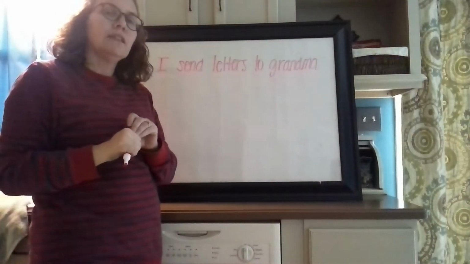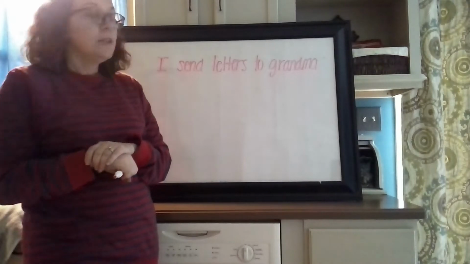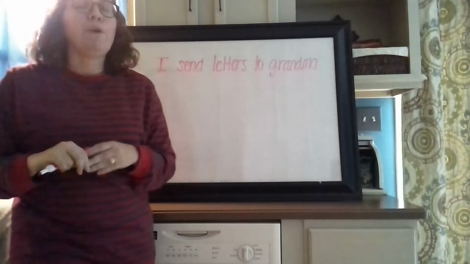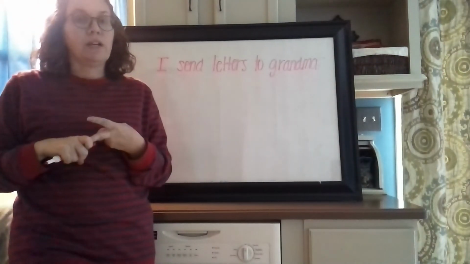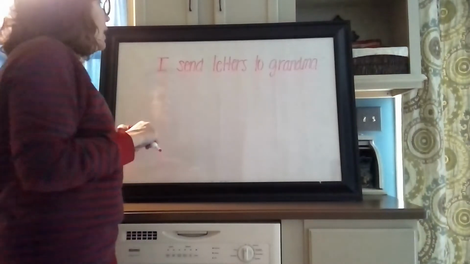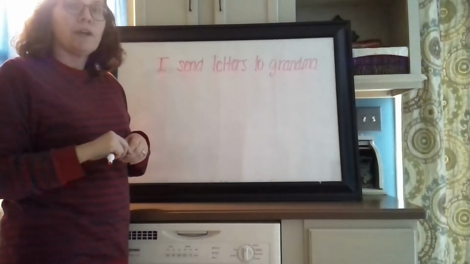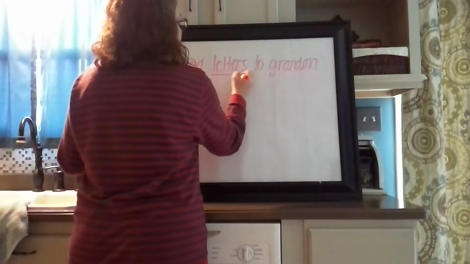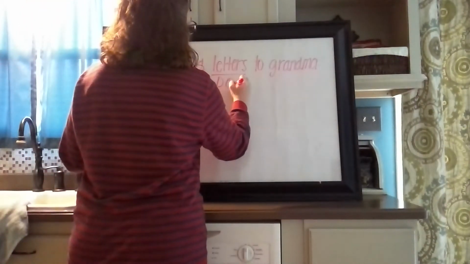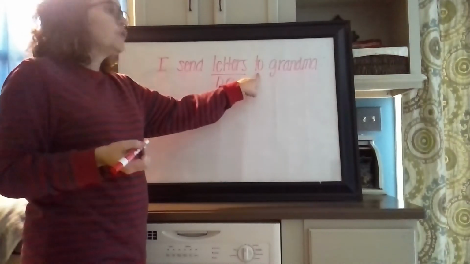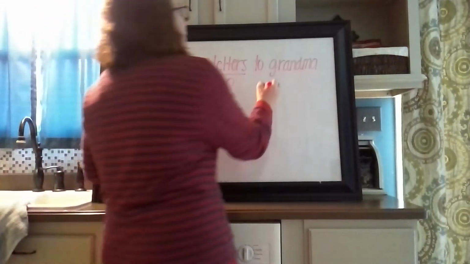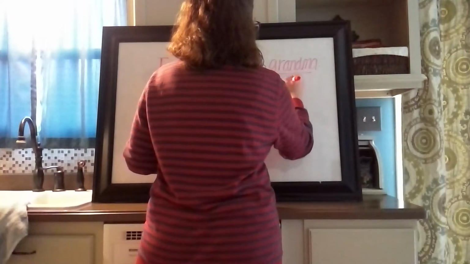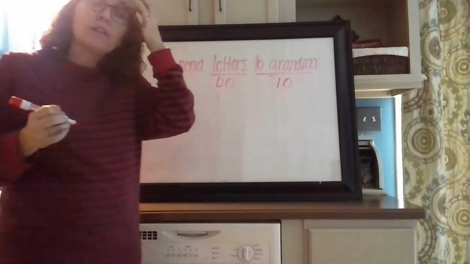I send letters to Grandma. So in this case, we have both an indirect and a direct object pronoun. I send letters to Grandma. Well, what do I send? Letters, right? That is my DO. And who do I send letters to? Grandma. So Grandma is my indirect object.